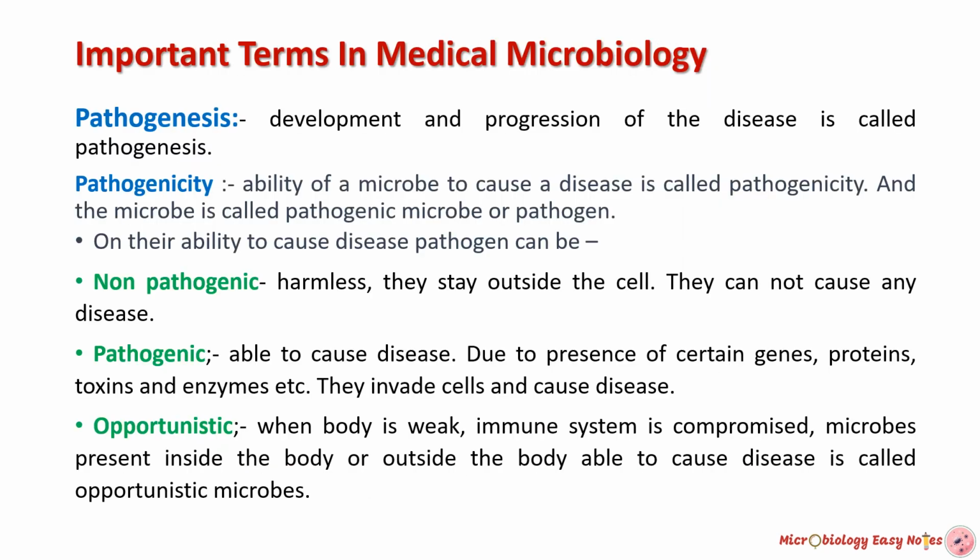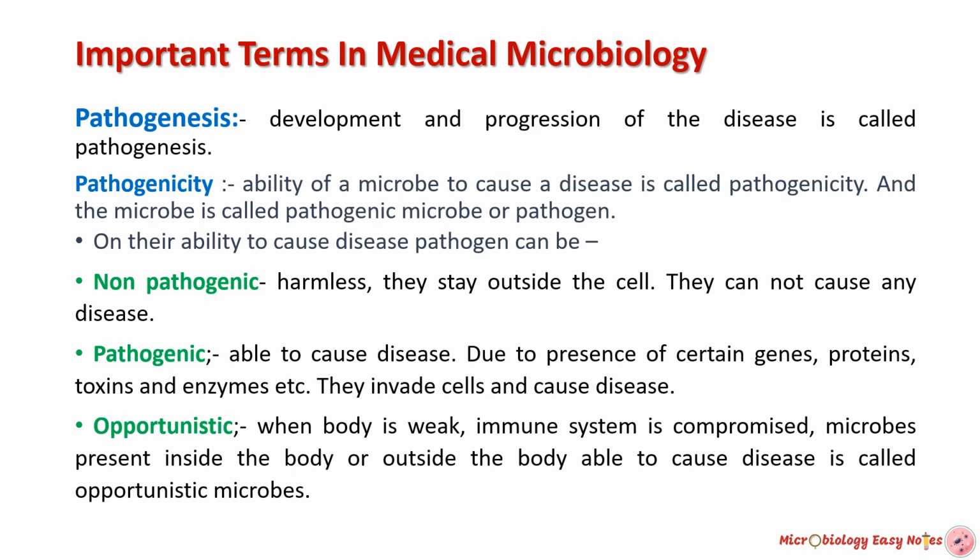Some important terms which are frequently used in medical microbiology are pathogenesis. Development and progression of the disease is called pathogenesis. It is a biological mechanism which involves a series of events that occur at the cellular and molecular levels. For example, dysregulation of normal cellular processes, abnormal immune responses, and genetic mutations, etc.